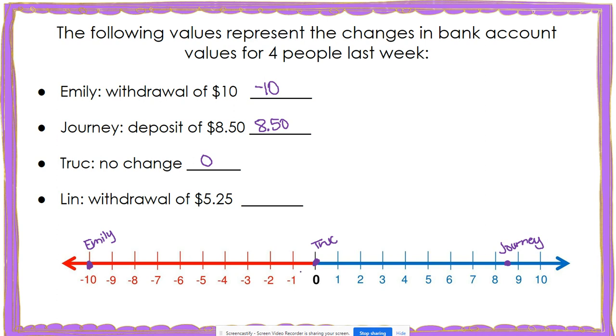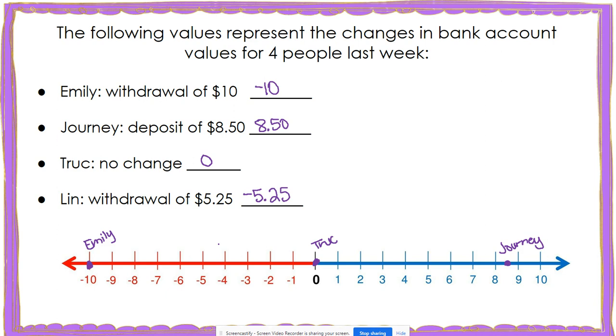Lynn had a withdrawal of $5.25, and we know that a withdrawal means that the amount in the bank account will decrease, so that is a negative change of $5.25. Now, when we're working with decimals, with negative numbers, we need to be very careful.